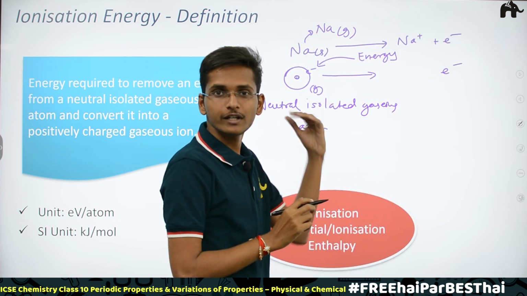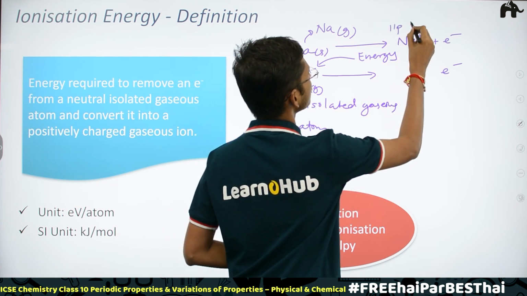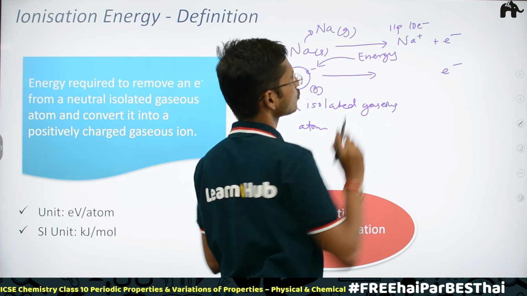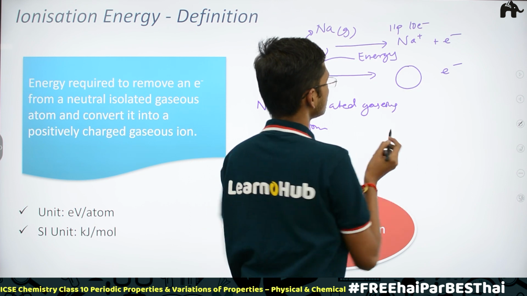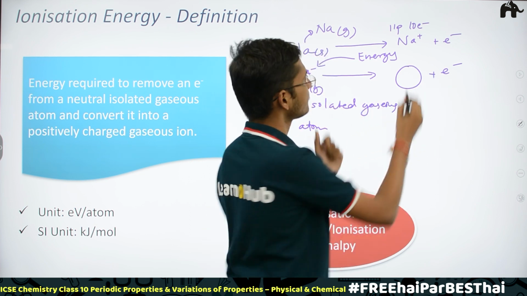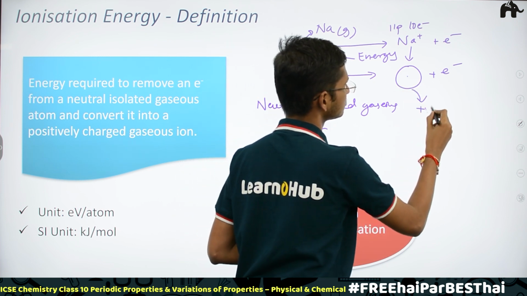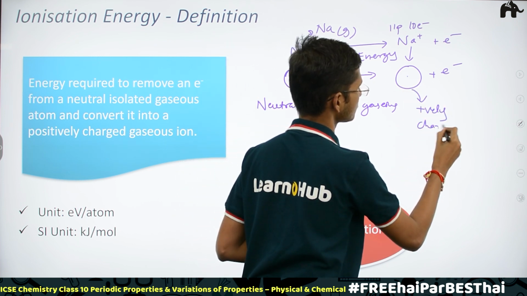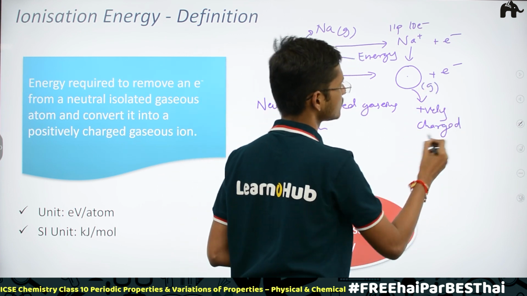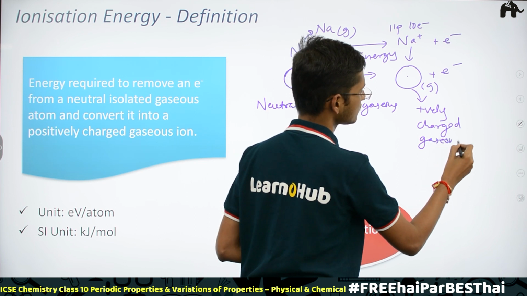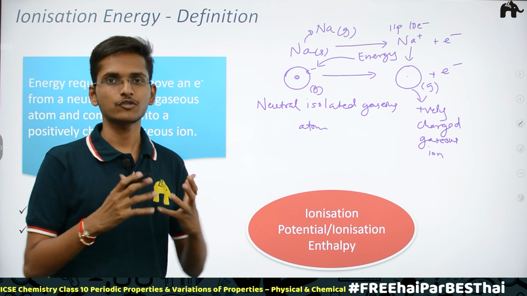Because it has one electron less than the total number of protons. It would have 11 protons and 10 electrons. So one proton is more, so one positive charge. Now same way, it would form a Na plus ion. Now this Na plus ion is, we know, positively charged. Since the atom is in the gaseous state, the ion would also be in the gaseous state, so a positively charged gaseous ion. Very clear. Now what actually is ionization energy?